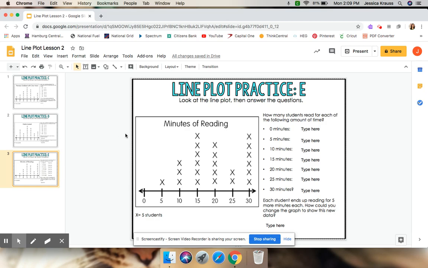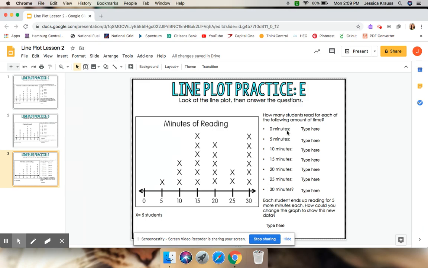On this line plot, it's telling us minutes of reading, and it's asking how many students read for the following amount of time. So down here is the number of minutes, and above, we're going to find out how many students spent that many minutes reading. Taking a look at our key, this one is also different. This time, each X stands for 5 students. That means we will be skip counting by 5's. All right, let's take a look.